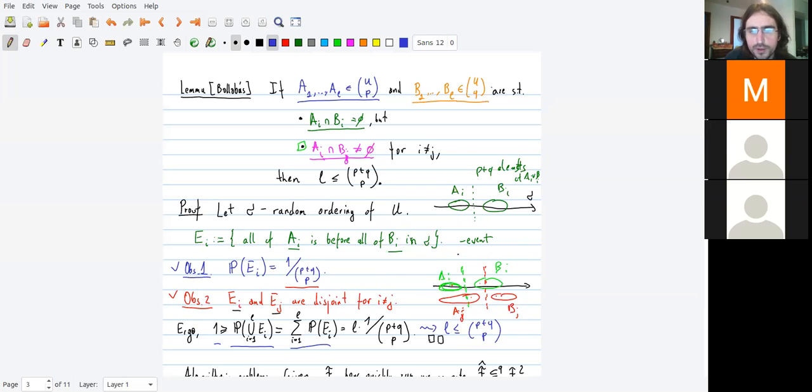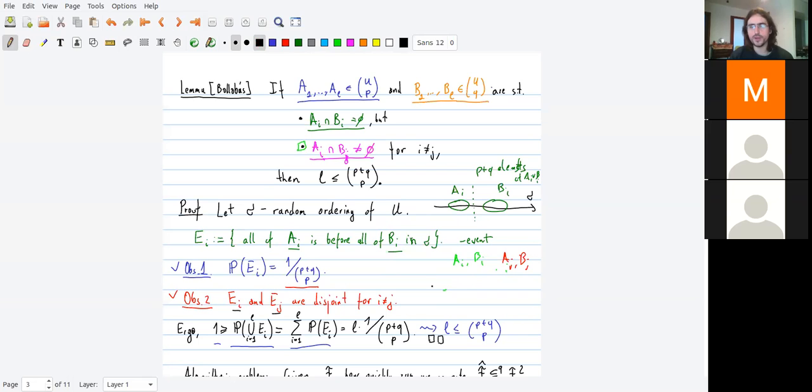Good. So let me remove my picture and let me draw it again. So I have these two pairs of sets, A_i, B_i, and the second pair is A_j, B_j. And I know that A_i and B_i are disjoint, A_j and B_j are disjoint, but A_i and B_j are not disjoint, and B_i and A_j are not disjoint.